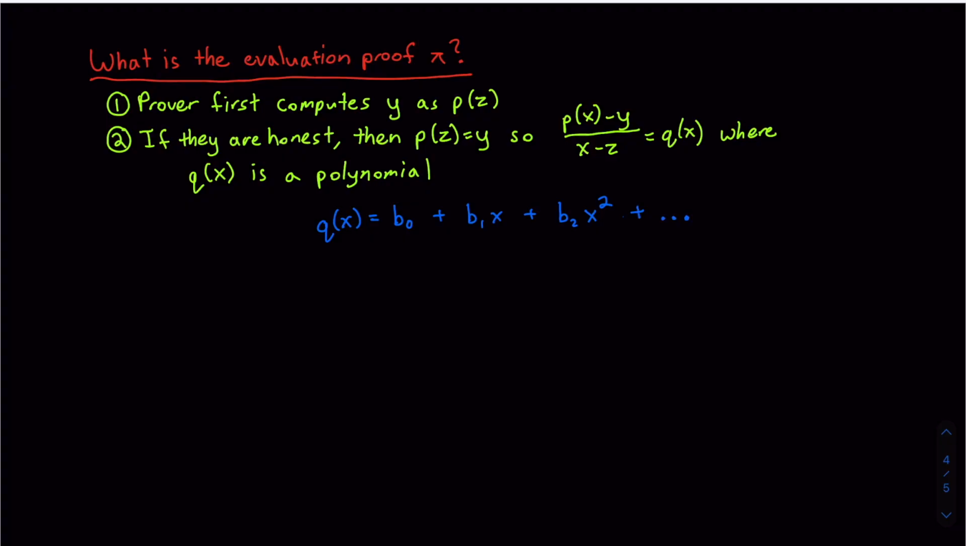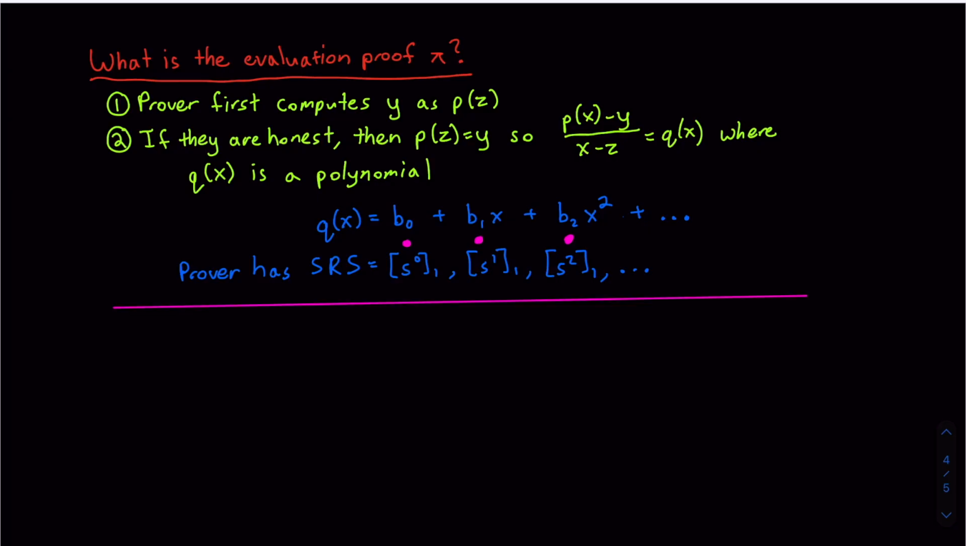Next, the prover uses the SRS in the same way that they used it to create C from p of x, but now instead they use the polynomial q of x. They take b0 and multiply it by s to the power 0 sub 1, and then b1 and multiply it by s to the power 1 sub 1, and b2 and multiply it by s to the power 2 sub 1, and so on. And then they add all of these points together. The result is the evaluation proof pi, which is an elliptic curve point in group G1.